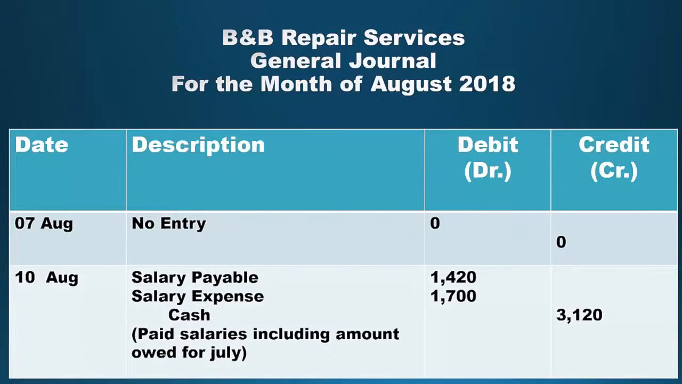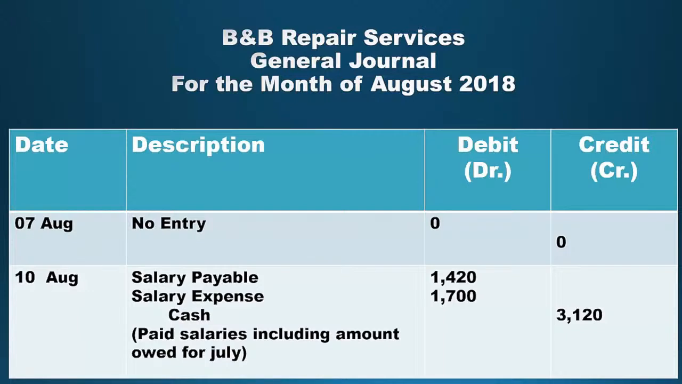Step 2. Which accounts are affected? Salaries payable decreases because the company is paying off the amount owed from July. Salaries expense increases because this represents the cost of August salaries. Cash decreases because the company paid this amount to employees.